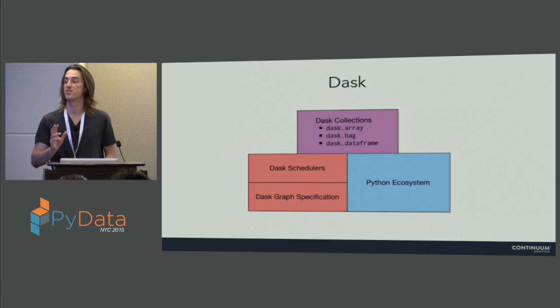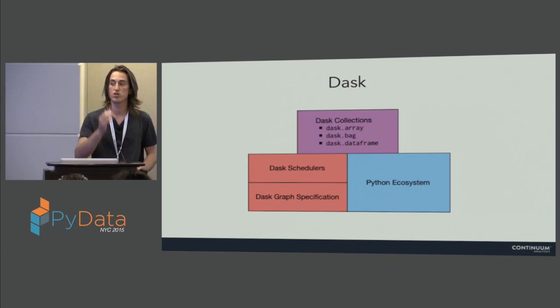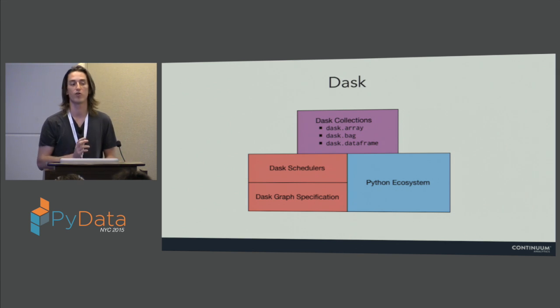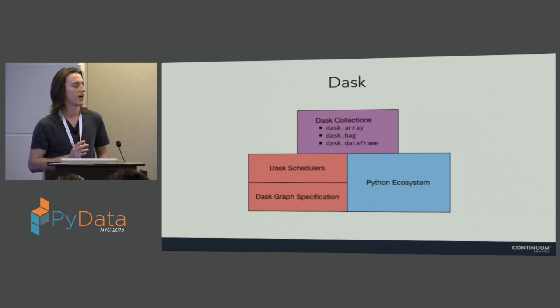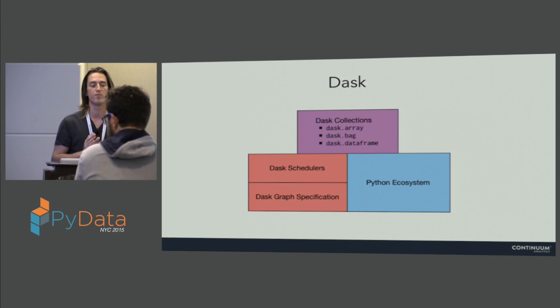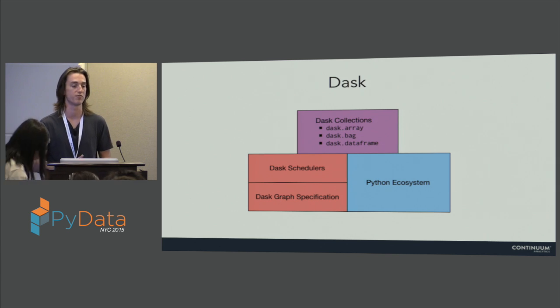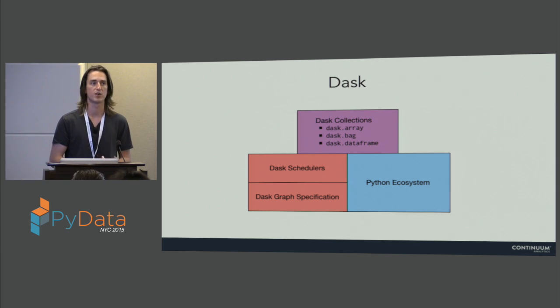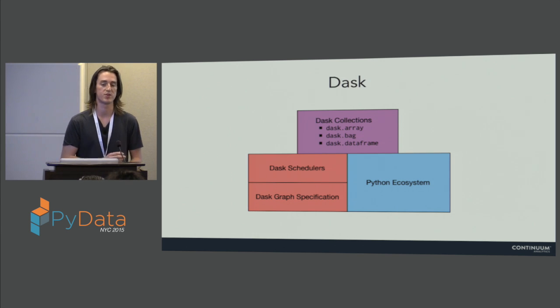So at the base of Dask, in the red right here, we have what we'd call the Dask core. It's all built on a simple graph specification, which we'll talk about in a few minutes, that just encodes how you describe your parallelism. And then on top of that, we have built some schedulers to actually execute these graphs in a parallel fashion. So we have ones that do it in threading. We have ones that do it in different processes. One is coming about that will do it across multiple computers. But it all comes from the same specification.